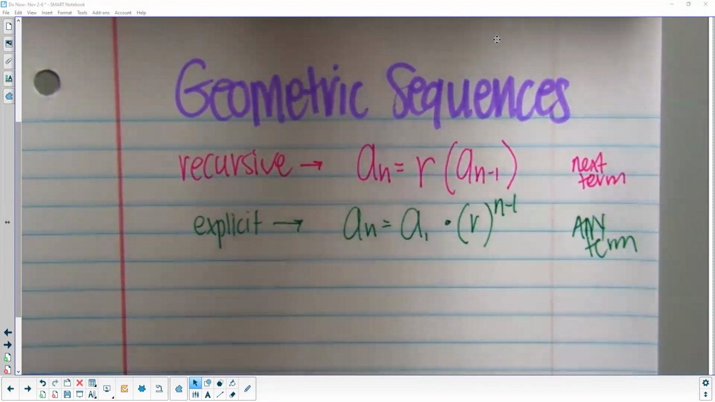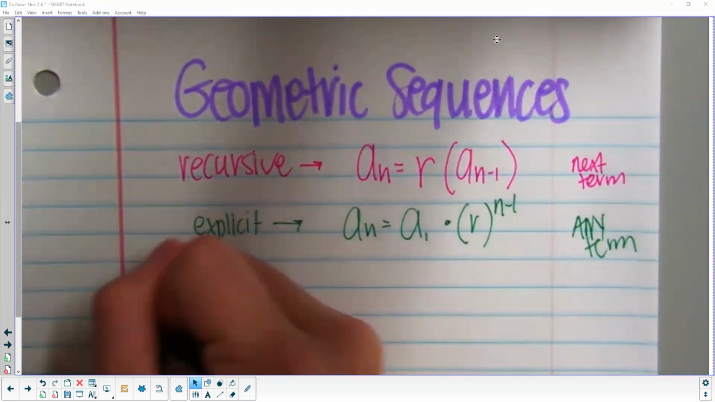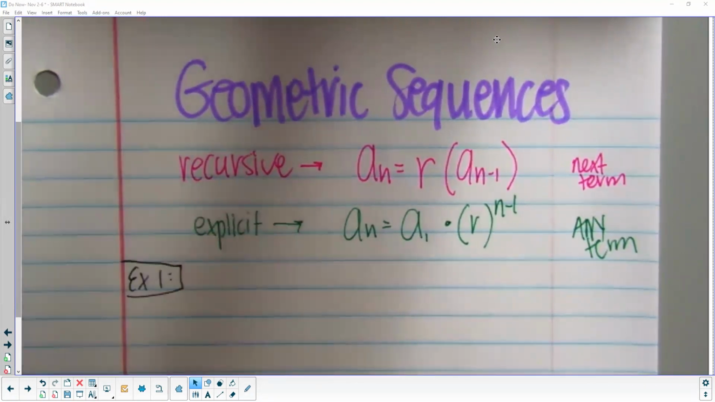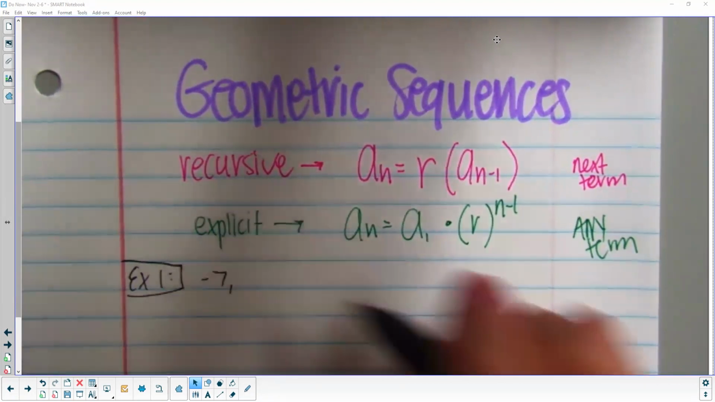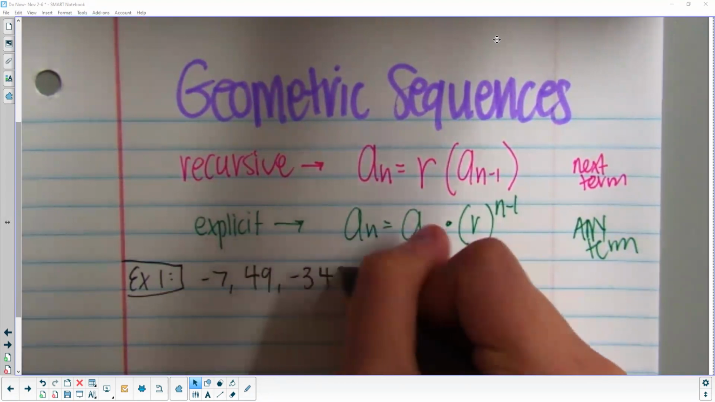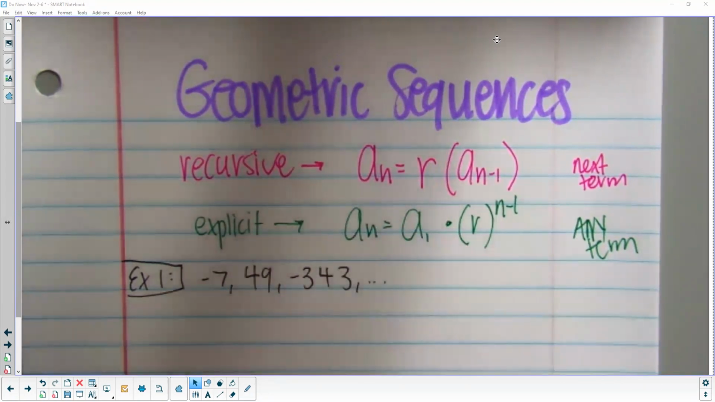So we're going to talk about how you find ratios. We've got two different examples, and we're going to find the recursive and the explicit formula for both of them. All right, so here is my first example. Example 1. We've got -7, 49, -3, 43.